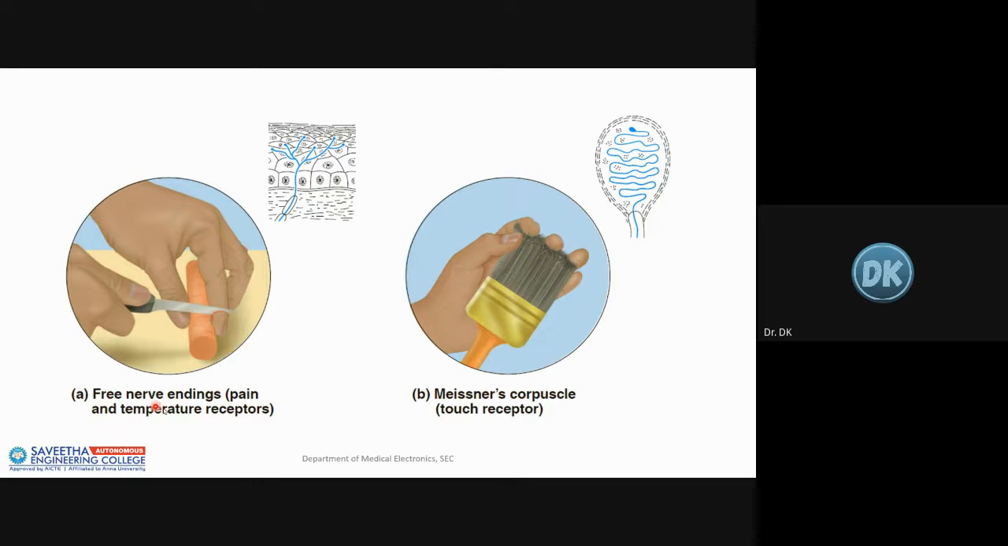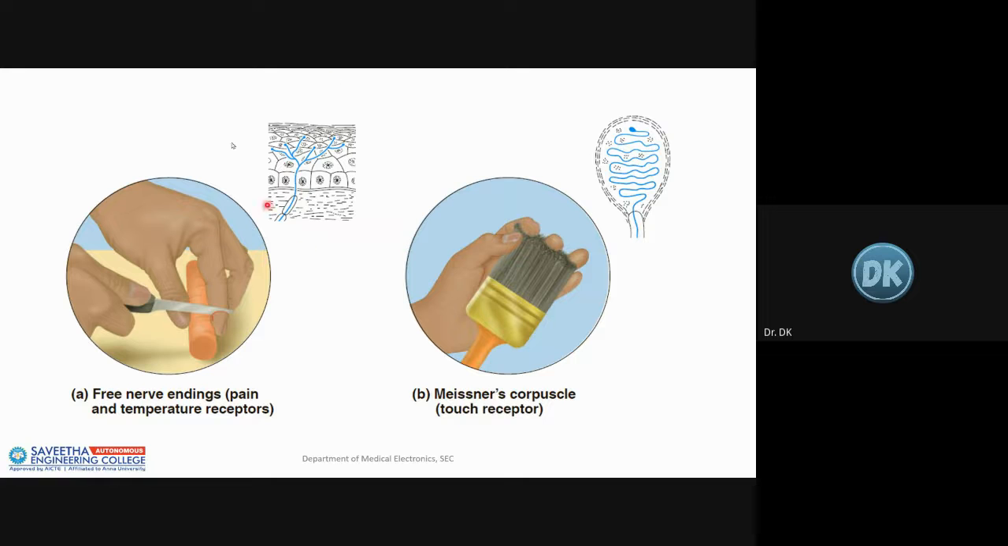So first one is nerve endings. The receptors in the nerve endings are pain and temperature receptors. For example, if you are cutting your fingertip, that causes some pain, right? That will be sensed by your pain receptors. And if you are touching hot water or cold water, or a hot pan, that is sensed by your temperature receptor.